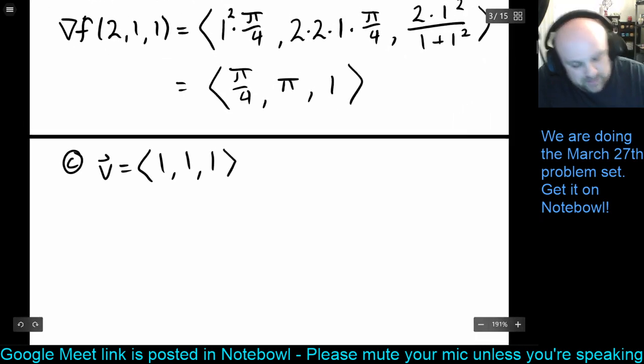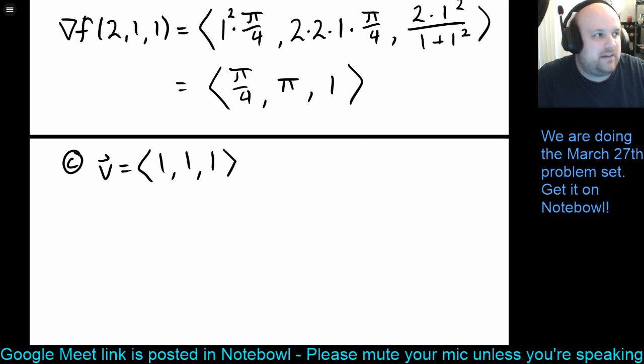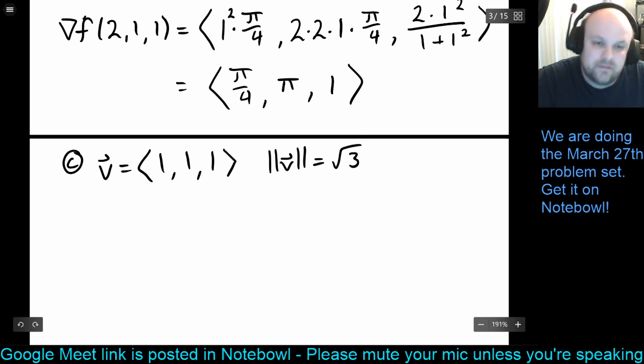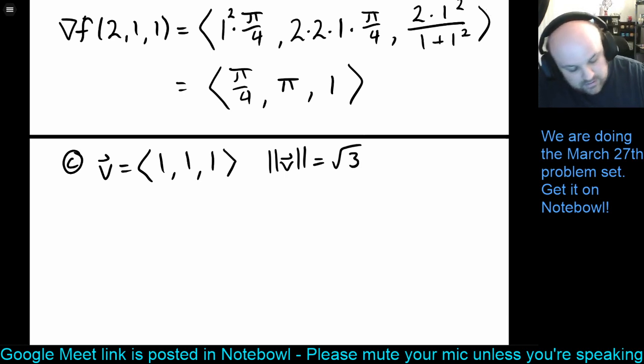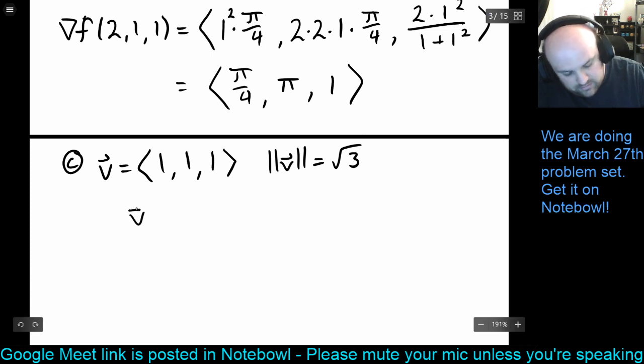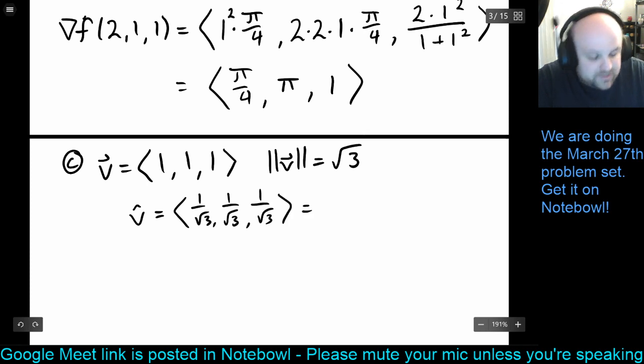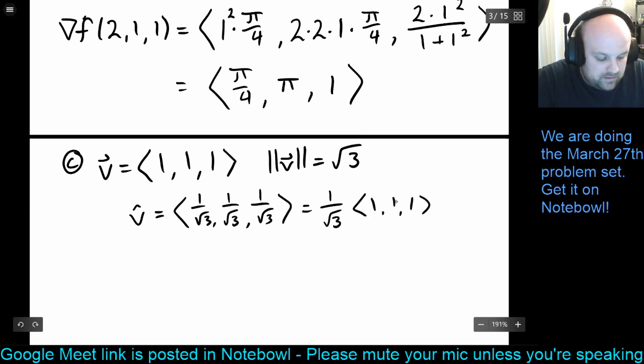All right. So again, we want to make sure that we have a unit vector here. This thing is not a unit vector, right? In fact, the magnitude of this is square root of 3, right? So we need to make v hat, which is just going to be 1 over root 3, 1 over root 3, 1 over root 3. You could also write this if you want, by the way. It's just 1 over root 3 times 1, 1, 1. Right? There's no issue at all in doing that.